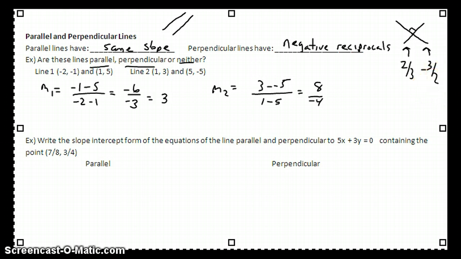And I'm just recognizing I made a mistake here. I did not divide correctly, so let me go back to this. Negative 6 divided by negative 3 is 2, not 3. Over here, I'm going to get negative 2.